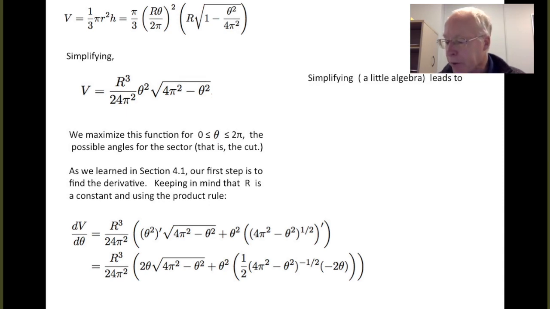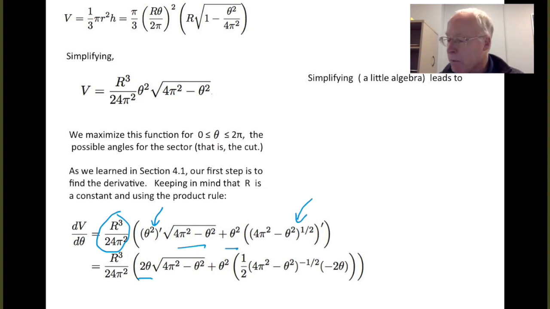Here's the constant that we're going to hold out in front. The first function is theta squared, so there's its derivative times the second. Then we have the first function theta squared, and then the derivative of the second. There's the product rule. Evaluate these derivatives. The theta squared becomes 2 theta on differentiation.